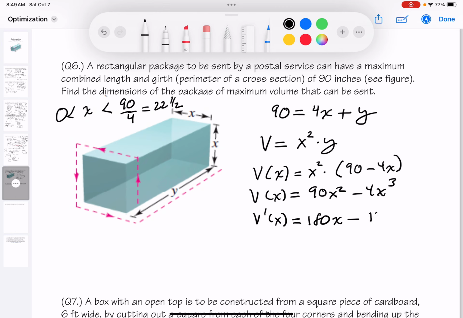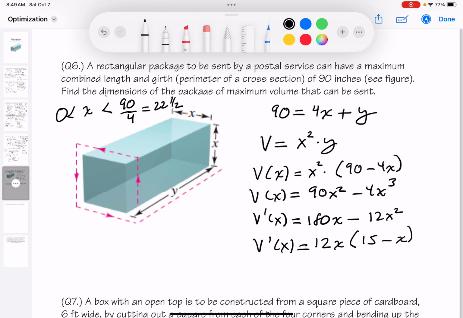All right, let me keep going over here. So you get 12x squared. I'm going to factor that. I'm going to pull a 12 out. I can pull an x out. 12 times 15. Let me just check that. 12 times 15, you're going to get, 10 times 15 is 150, and 2 times 15 is 30, so 180. And then minus x.